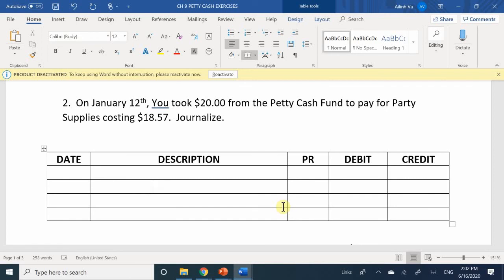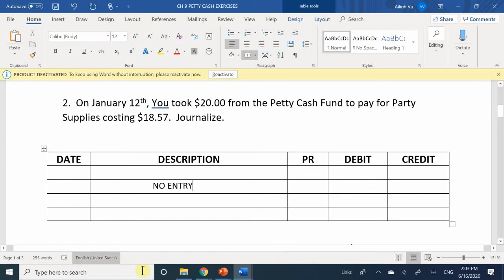Okay, yes and no. But remember, when we're dealing with any petty cash funds, we don't calculate or recognize it until the end of the period or whenever we replenish the petty cash fund. So in this case, we do not journalize anything. We don't even recognize that we bought party supplies. So this answer is no entry. Make sure you understand that, okay?